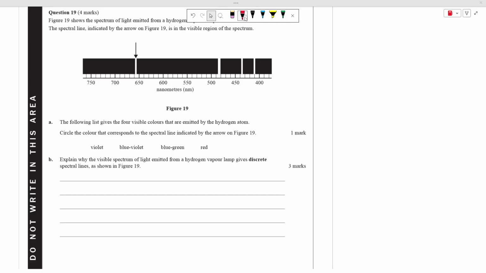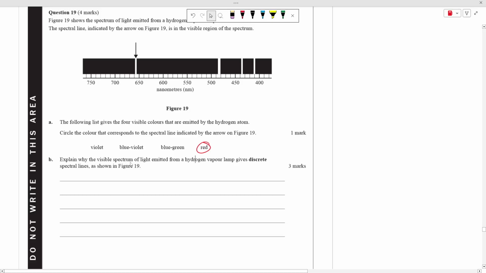Okay, so on your cheat sheet you should have a diagram of the electromagnetic spectrum, and for the visible light part you should have a note that says it starts at around 400 nanometers, that's violet light, and then up to 700 nanometers, that's red light. So because this arrow is more towards the red end of the spectrum, I'm just going to say red. There we go.